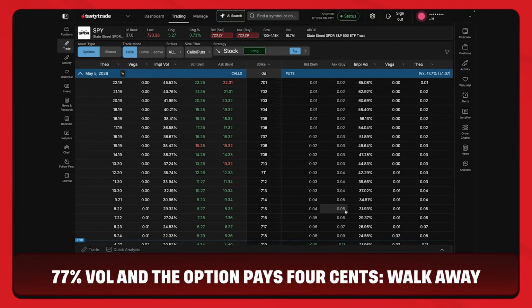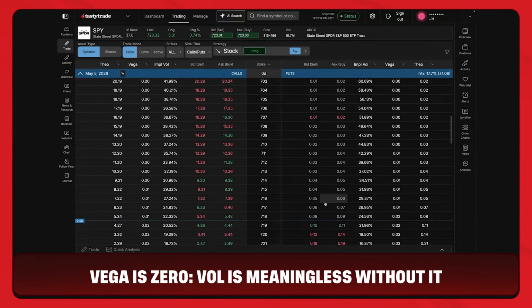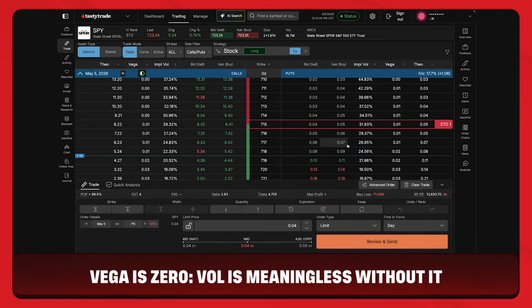4 cent bid at 5 cents. 31.9% volatility. 2.5 times higher than the at-the-money volatility. Does that mean it's a good sale? Well, not necessarily, and here's why. So if I click on the bid of that 715 put, and yes, it's 0 DTE, I get that, but the max profit is $4. The most I can make on that trade is $4, and I'm using up $13,633 of trading capital. That's a lot of money to be putting up to make $4.